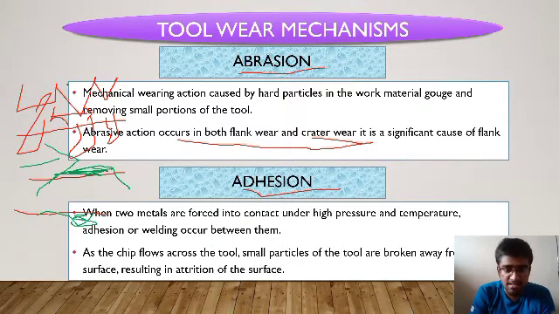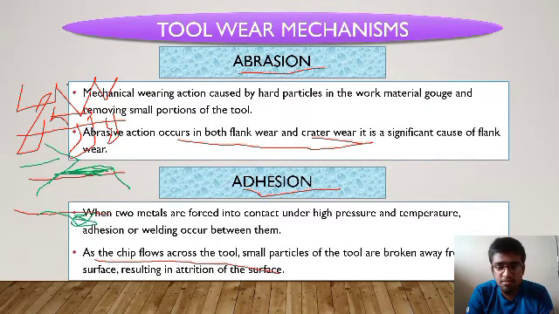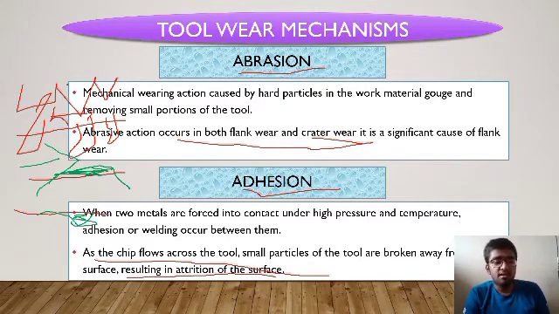As we see here, as the chip flows across the tool, small particles of the tool are broken away, resulting in attrition of the surface. Attrition is nothing but hiding the roughness of the material. Smoothness will go off.